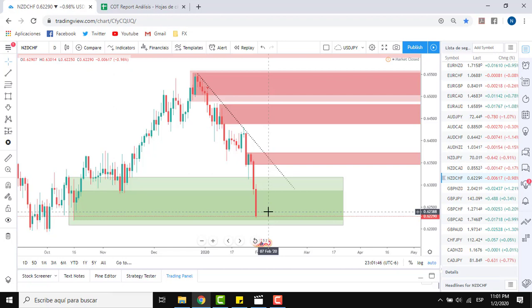Fundamentally, this is not a good scenario. I'm sure, I know that, I'm aware of that, because in risk-off environments, currencies like Swiss franc and JPY get strong, and that's the case on this one. That's why CHF is getting so strong because of coronavirus.